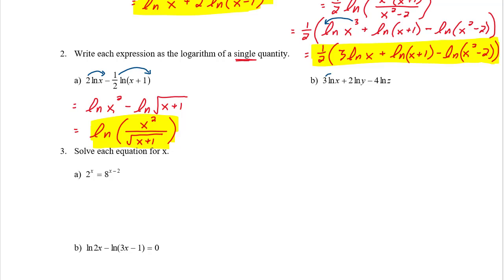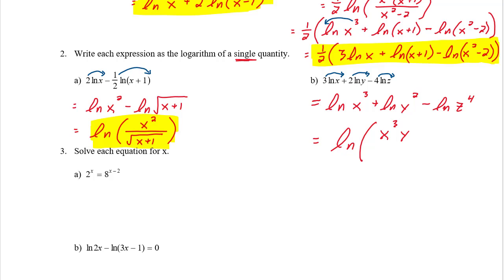Second one, very similar. Move my 3 up as an exponent, my 2 up as an exponent, and my 4. So I can rewrite this as the natural log of x cubed plus the natural log of y squared, and then minus the natural log of z to the 4th. So the 2 that are adding should be able to be multiplying in our numerator once I combine and make this one single logarithm. So I've got x cubed times y squared, and then the minus sign will be division, so I'll divide by z to the 4th. And that's really as good as I can make that one as well.